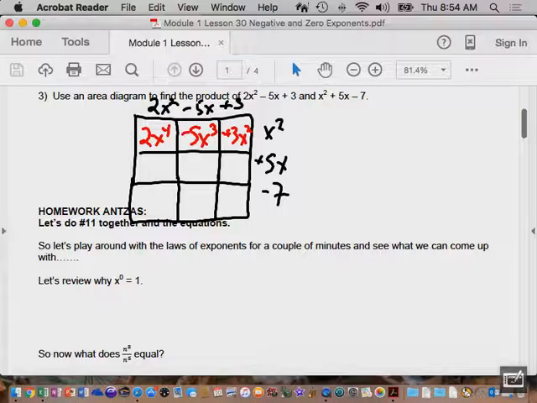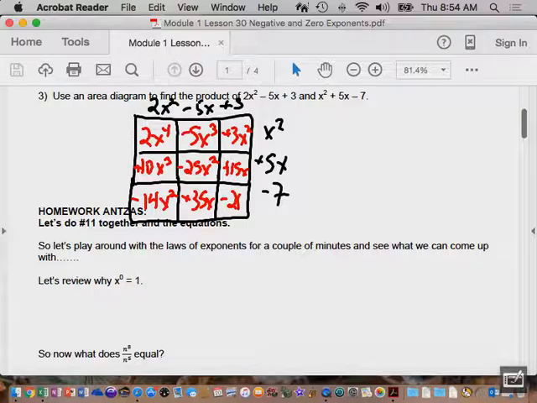2x squared times 5x is going to be 10x cubed positive. Next up, negative 5x times positive 5x is negative 25x squared. Positive 3 times 5x is plus 15x. 2x squared times negative 7 is minus 14x squared. Negative 5x times negative 7 is plus 35x. 3 times negative 7 is minus 21.